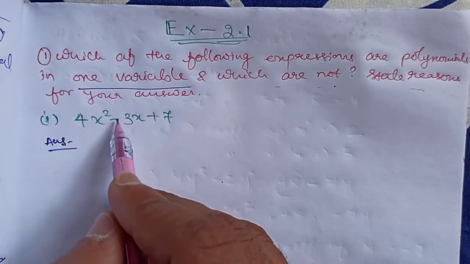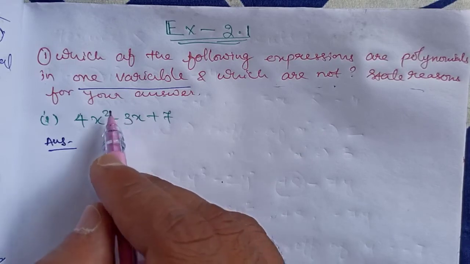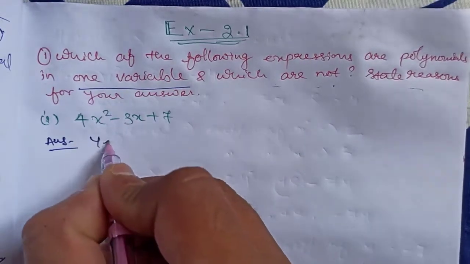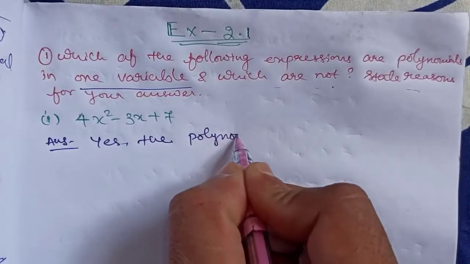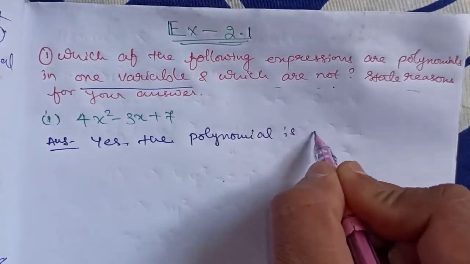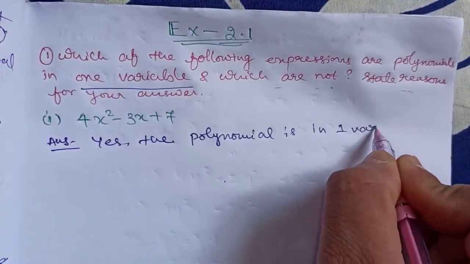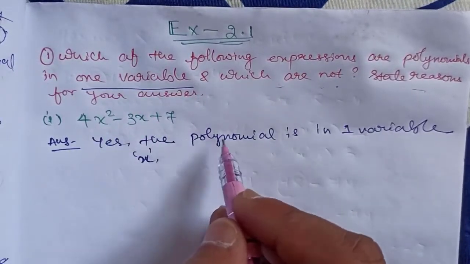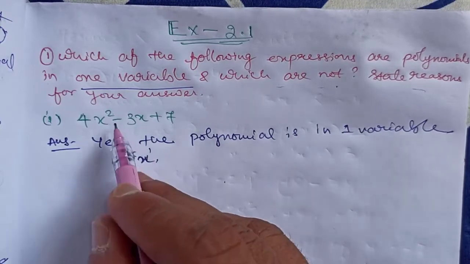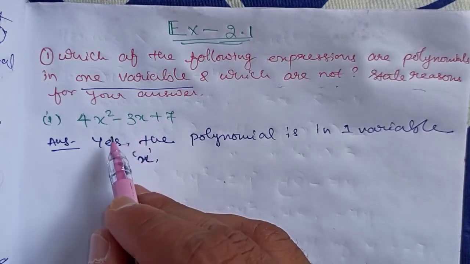Yes, it is a polynomial. Now, is it a polynomial in one variable? Yes, the polynomial is in one variable x. Yes, the above polynomial is in one variable, that is only in x. No other variable is used in the equation.